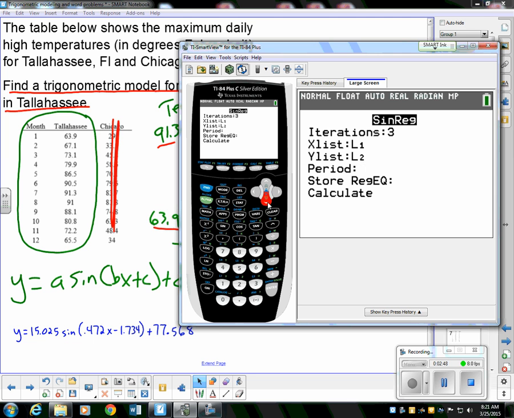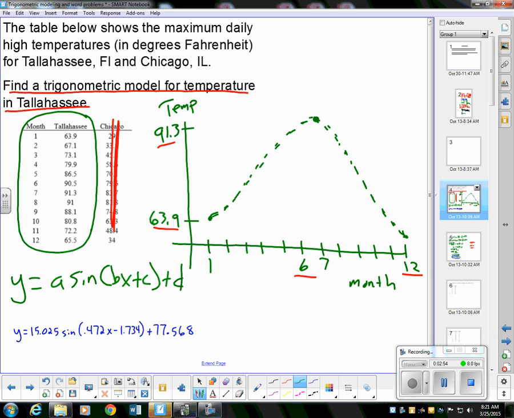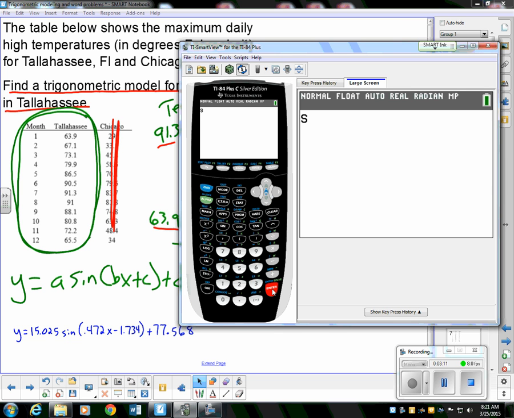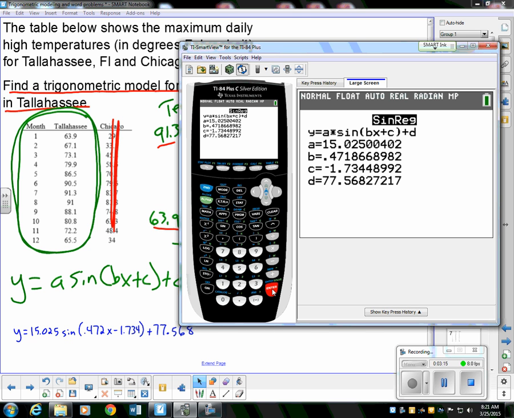Mine asks for the period, and my period is 12, and the reason it's 12 is if you look at the data over here, and I'm circling again, and if you look at the graph, it goes through one complete cycle in 12 months. So I know that my period is 12. All right, and then it says to store the equation and calculate. I've already done that. So if you calculate it, notice that you get your numbers right there.